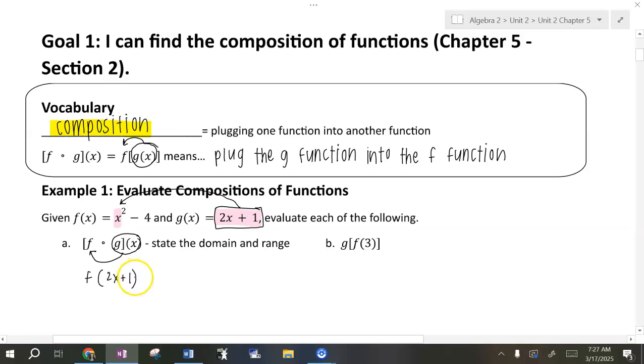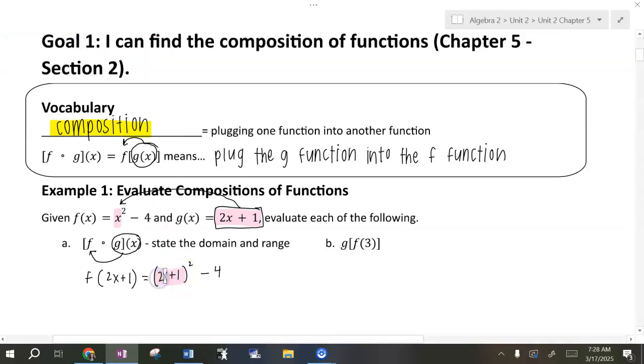Now it looks exactly like something we've done before in our polynomial chapter. We know how to do f of 2x plus 1. It means we're going to replace the variable with 2x plus 1. Since f of x is x squared minus 4, instead of x squared minus 4, we're going to make this say 2x plus 1 squared minus 4. So essentially you're just replacing the variable in the f function with the entire g function.